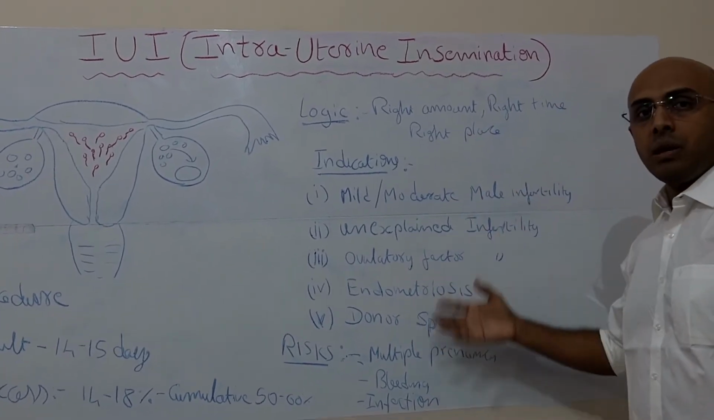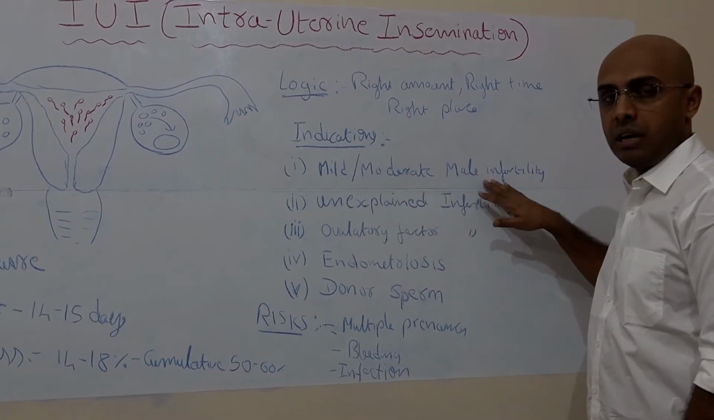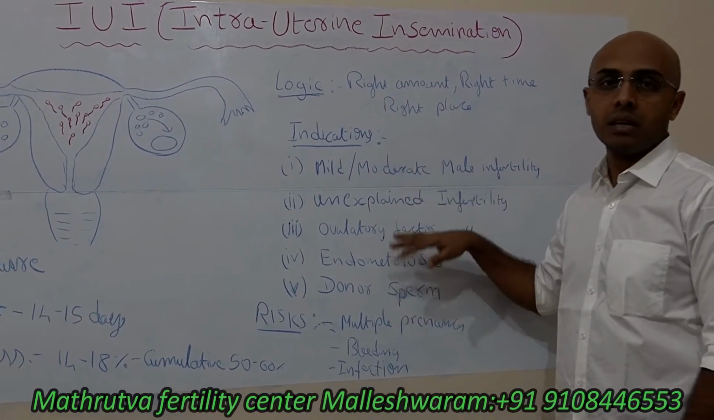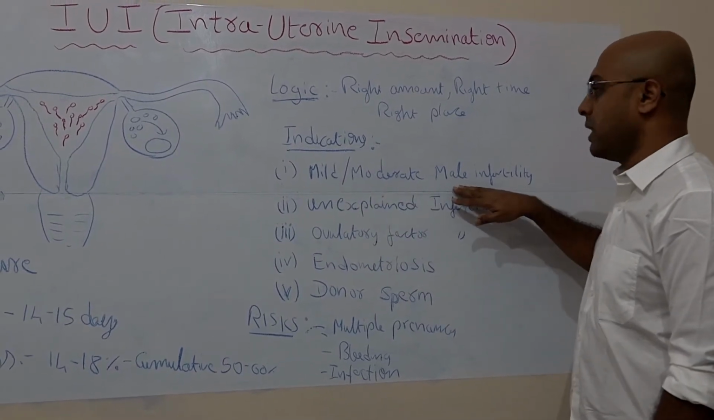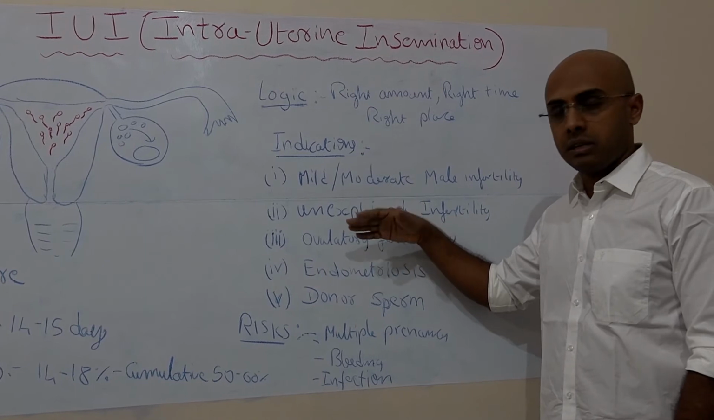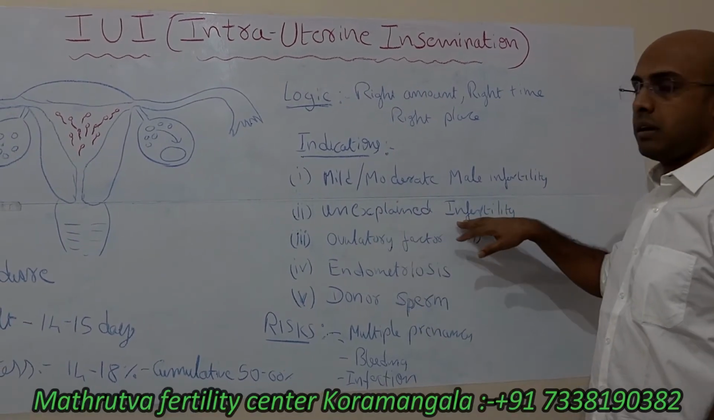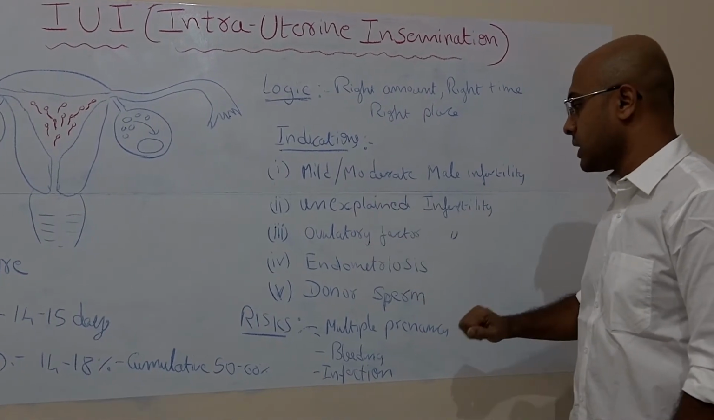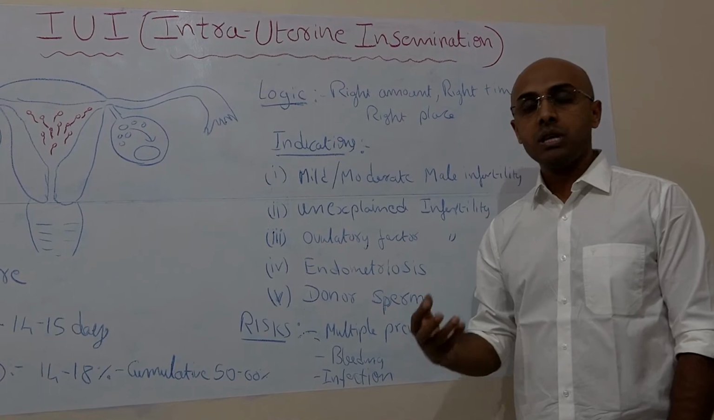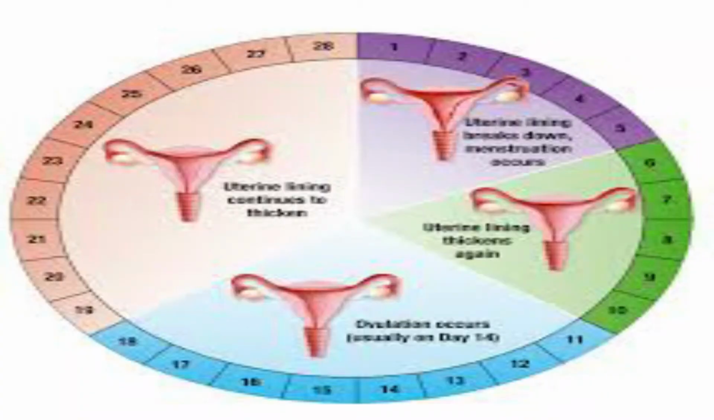What are the indications? In case of mild to moderate male infertility, where they have low sperm count or low motility. If it is severe, we may not suggest IUI. Also in unexplained infertility, where they have tried everything for a couple of years but are still not conceiving, we suggest IUI. Then there are ovulatory factors. Sometimes there are issues in ovulation, so we give medicines to correct that and make the woman ovulate, and if we do an IUI during that time, we have a better chance of conceiving. That's why we combine ovulation induction with IUI.